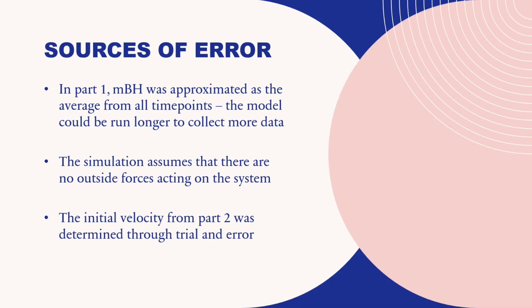Sources of error include me approximating the mass of the black hole over one day. To get closer to the true mean, the model could run for longer. Additionally, the models all assume that the only force in space is gravity and there are no external forces. And the initial velocity was found through trial and error, so there could be other velocities that get closer to the black hole.